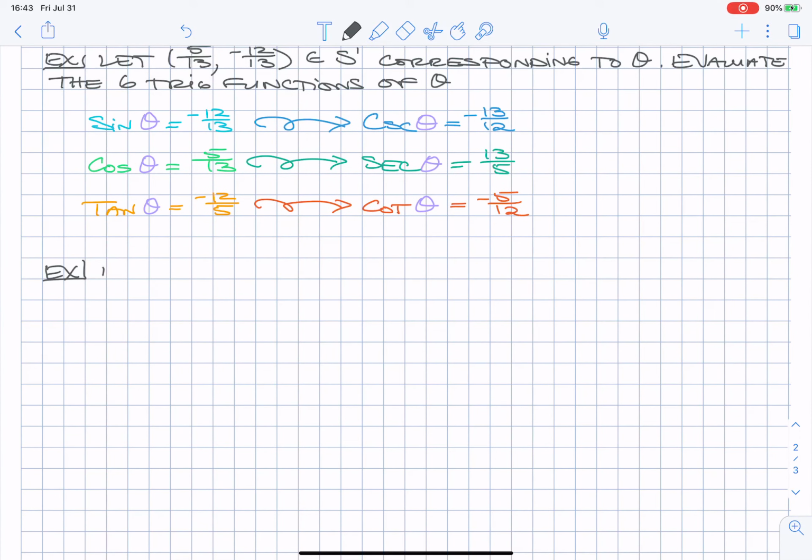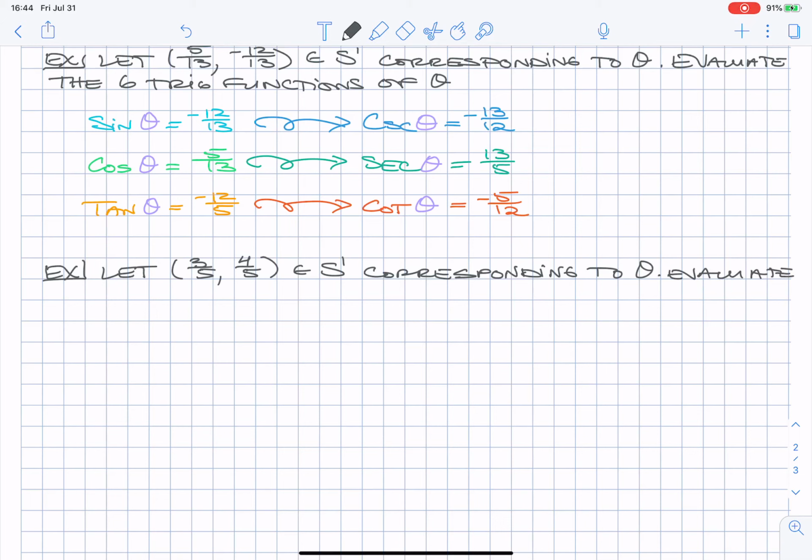Okay, so let's let the point be 3 over 5 comma 4 over 5. Let's just have it be that. Both positive, so I'm in quadrant 1. Beyond the unit circle, corresponding to theta. So let's evaluate.